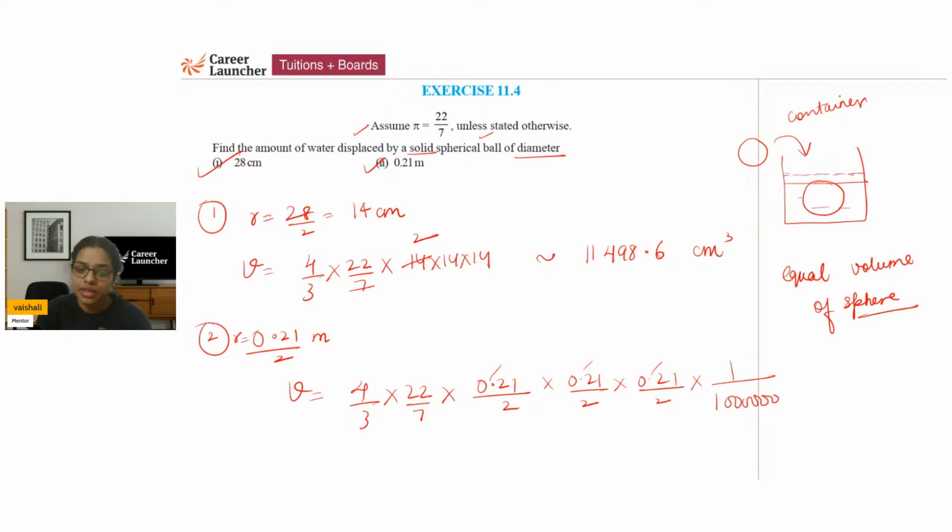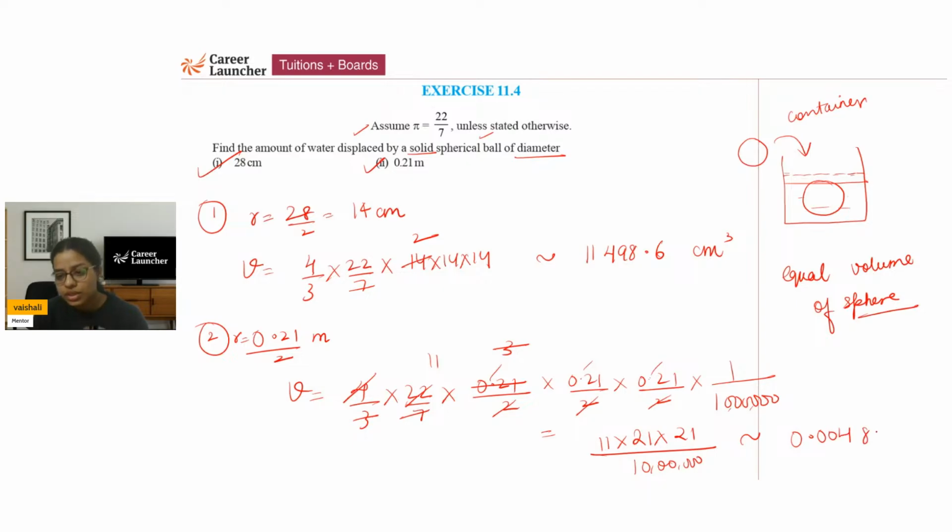जो cancel out हम कर सकते हैं वो कर लेते हैं. 4 cancel कर दिया. This is with 3. 3 is also cancelled. So it means हम यहाँ पे भी कर सकते हैं 11. So 11 into 21 into 21 divided by, this is approximately 10 lakhs. So again, this is going to be very small क्योंकि denominator इतना बड़ा है. So divide this and see कि approximately आपका आएगा 0.004851 meter cube.